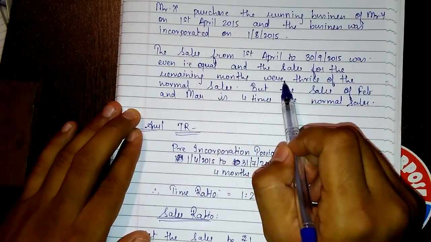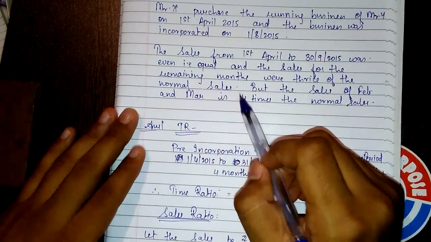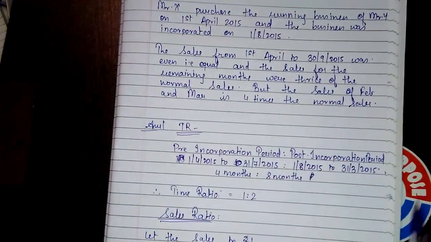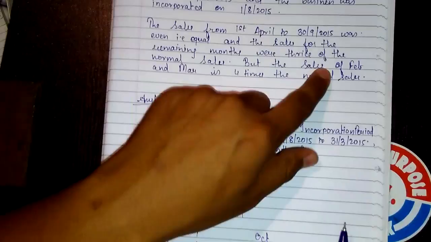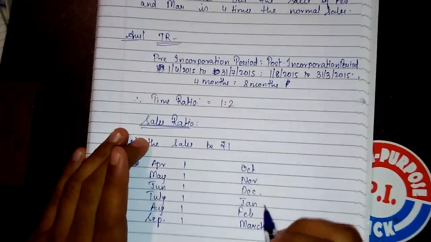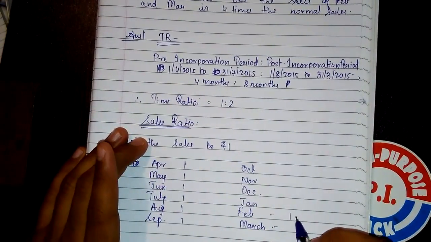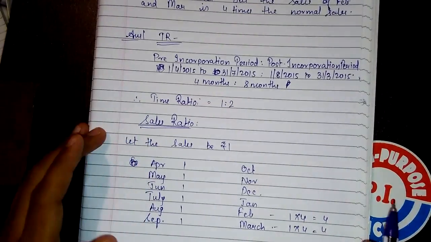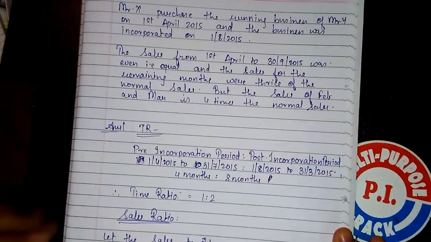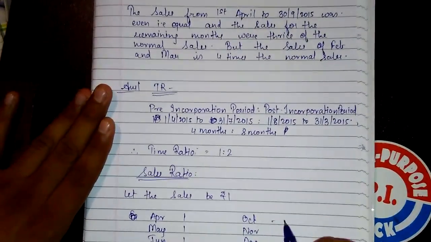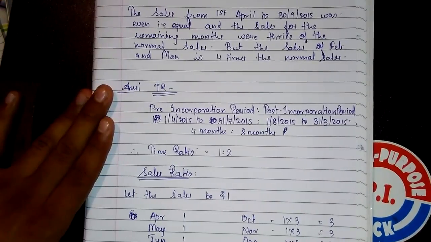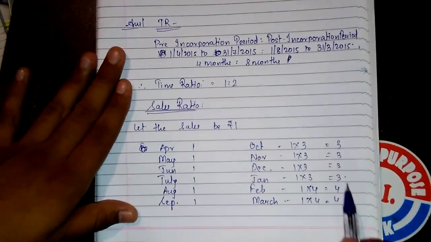The sales for the remaining months were thrice the normal sales, but the sales of February and March are 4 times the normal sales. So firstly we'll write the sales of February and March. Normal sales is 1 and 4 times, which is equal to rupees 4, rupees 4. And the sales for the remaining months are thrice the normal sales, that means 1 into 3, which is equal to 3, 3, 3, 3, 3.